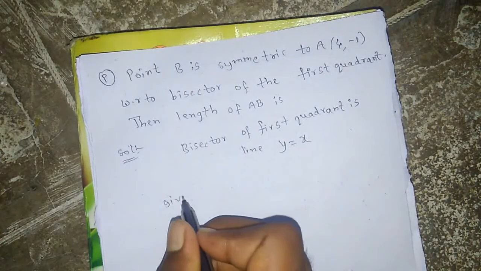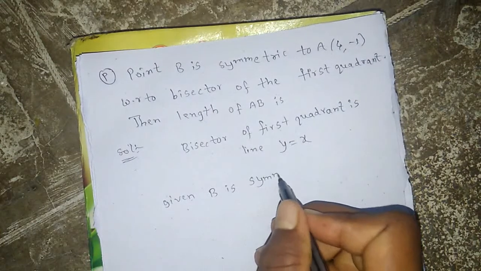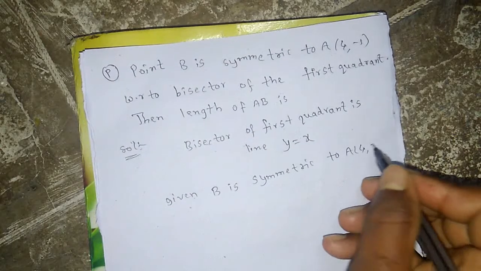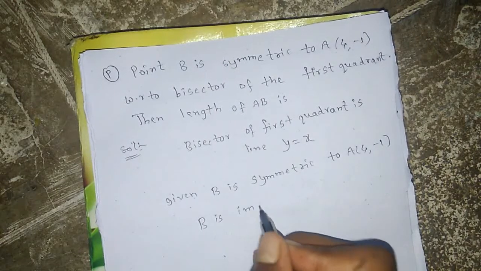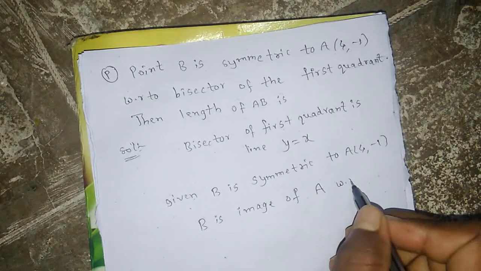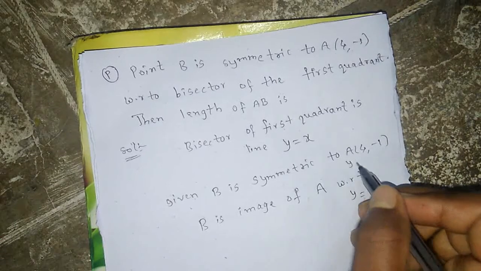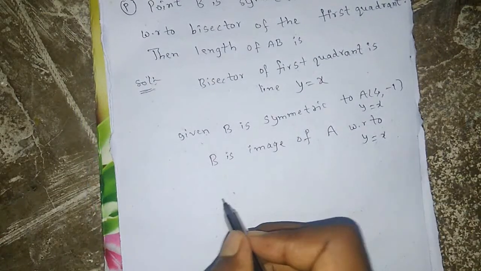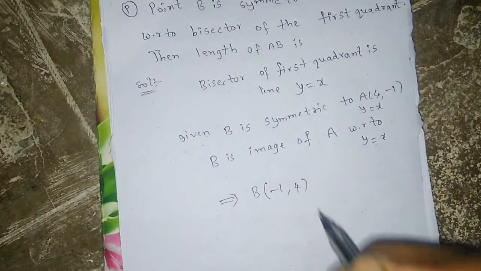Here given B is symmetric to the point A (4, minus 1), which implies B is the image of the point A with respect to y is equal to x. Image with respect to line y is equal to x implies B coordinates are minus 1, 4.